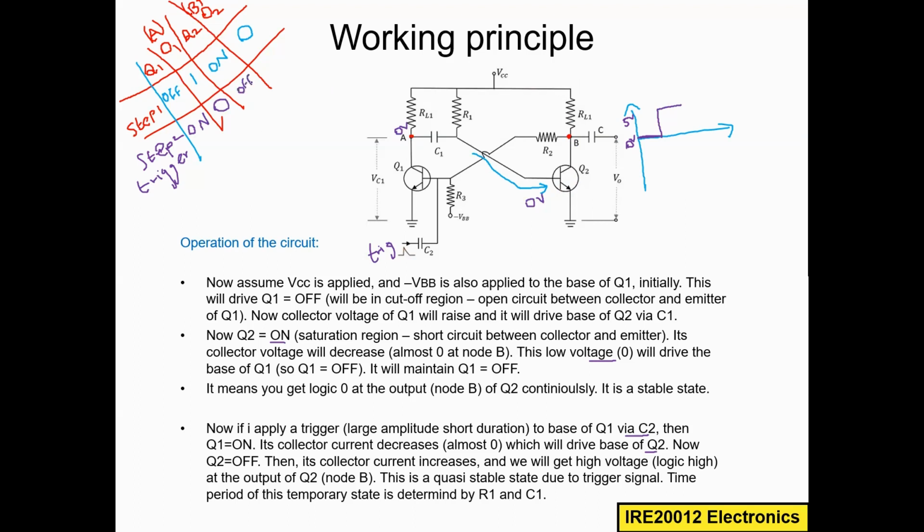Q2 goes off. Because Q2 is off, we get logic 1 at the output, at node B. Then the collector current increases, and we get a high voltage at the output of Q2 at node B. This is a quasi-stable state due to the trigger signal. The time period of this temporary state is determined by R1 and C1.